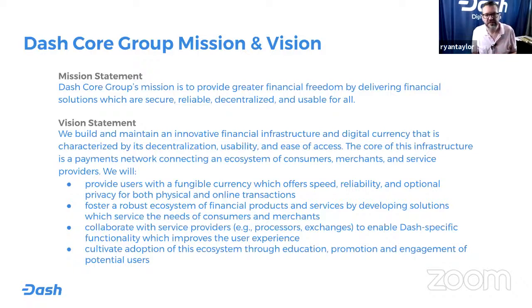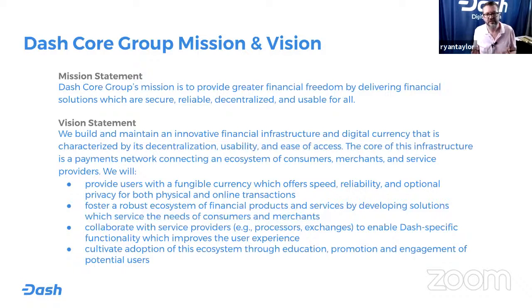And then in terms of our vision statement, we iterate those same mission and values, and we get very specific about what it is that we're developing. Fungible currency that offers speed, reliability, and optional privacy for both physical and online transactions. It's very important to have speed for physical transactions, and that's something that we've delivered on and improved over the years with our InstantSend technology being incorporated into every transaction, making it more efficient so we could remove some of the associated fees, et cetera.